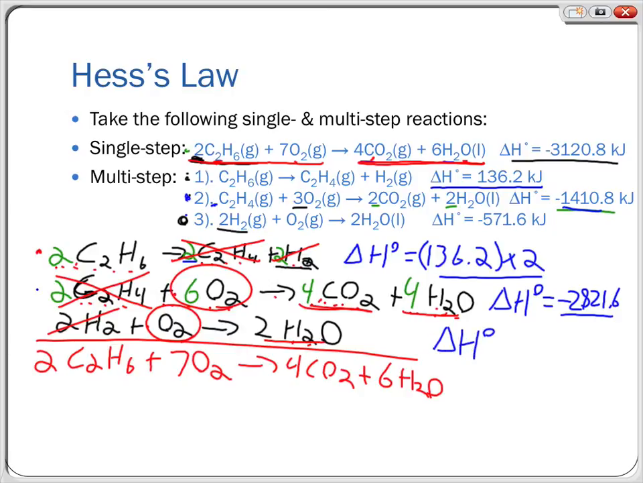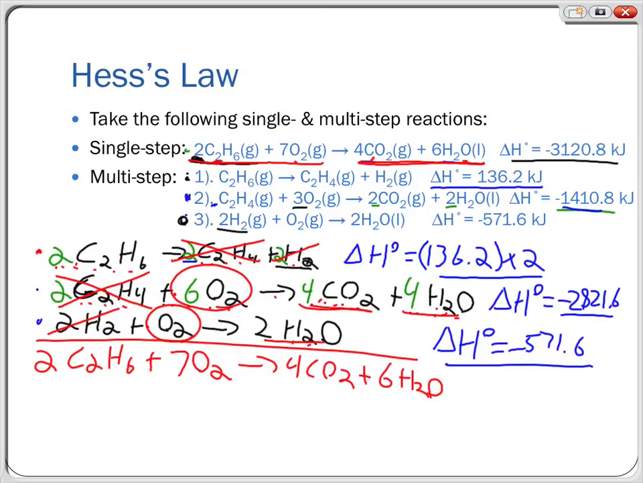We didn't change this last reaction, right? We didn't multiply it by anything. So that means delta H should just be equal to negative 571.6. And so last step, Hess's law says that the enthalpy change for multi-step reactions is the same as the enthalpy change for a one-step reaction, as long as they end up and start at the same things.